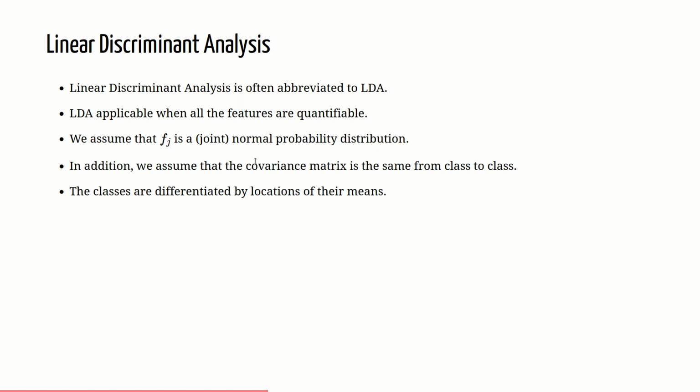And in addition, we're going to assume that the variance within each class is the same. So that each distribution looks essentially the same, and all that's happened is that they've been shifted around in terms of their center. So the classes are differentiated by the location of their means.